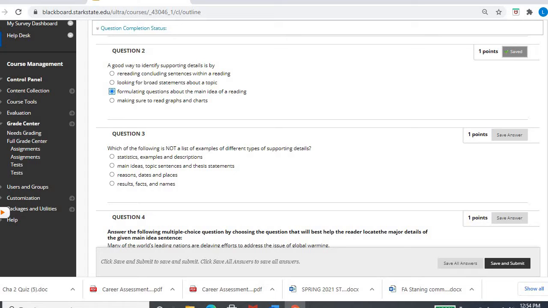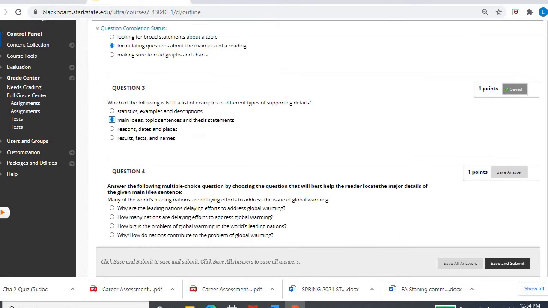So 3 of these are kinds of supporting details. One of them is just something completely different. So hopefully as you're looking at those, you can see that 3 choices are kinds or types of supporting details, but main ideas, topic sentences, and thesis statements, those are something completely different. They work with supporting details and they're found in paragraphs together, but those are not kinds of supporting details. Supporting details could give you reasons, examples, names, descriptions, whatever it might be that supports that main idea.